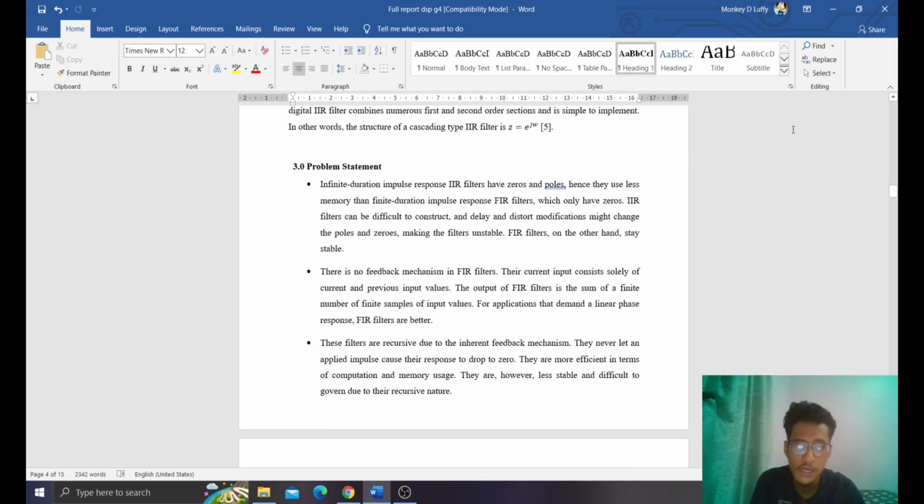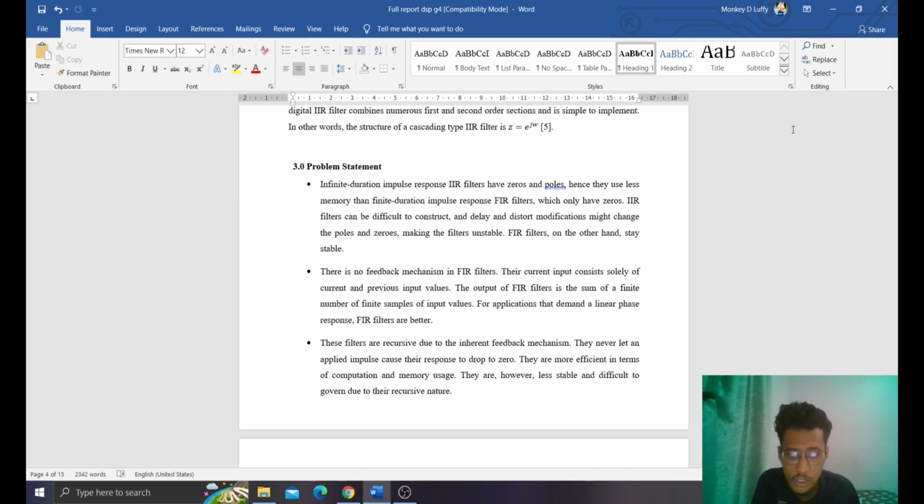Infinite duration impulse response IIR filters have zeros and poles, hence they use less memory than finite duration impulse response FIR filters, which only have zeros. IIR filters can be difficult to construct, and delay and distortion modifications might change the poles and zeros, making the filters unstable. FIR filters, on the other hand, stay stable. There is no feedback mechanism in FIR filters. Their current output consists solely of current and previous input values. The output of an FIR filter is a sum of a limited number of input samples. For applications that demand a linear phase response, FIR filters are better.